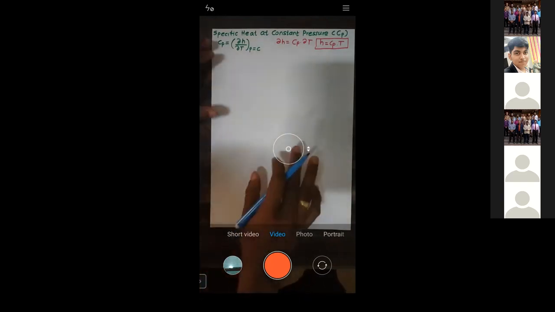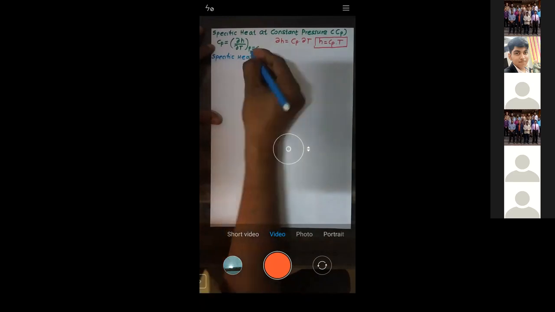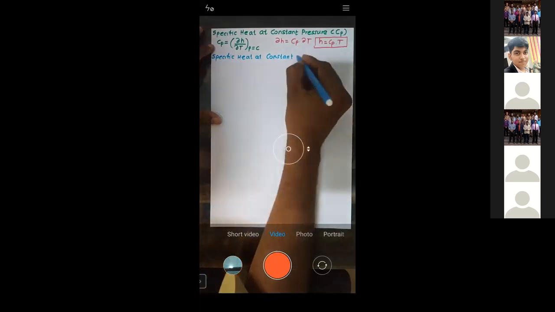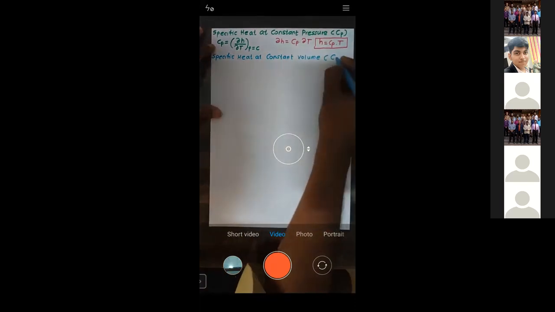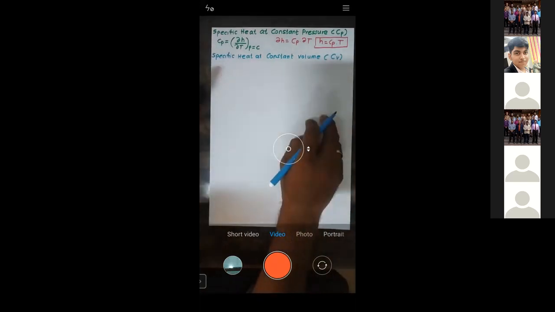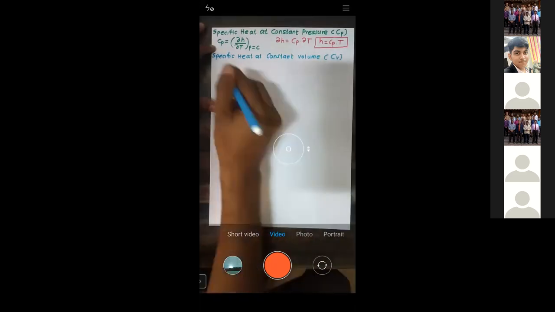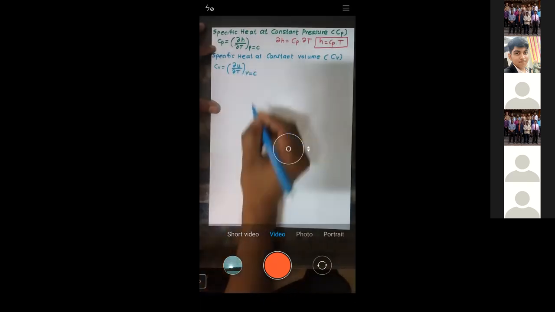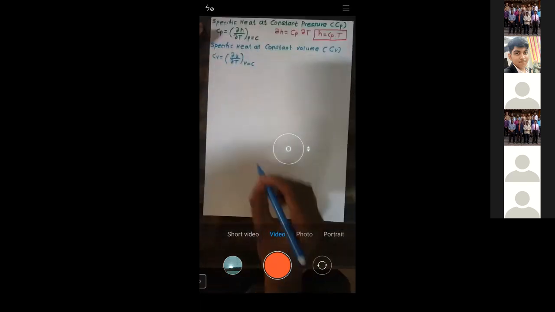Now let us move to the next point, that is specific heat at constant volume. Specific heat is indicated by C, and at a constant volume, it is indicated by V. So Cv is the specific heat at a constant volume. The formula for Cv is the rate of change of internal energy with respect to temperature when volume is held constant.